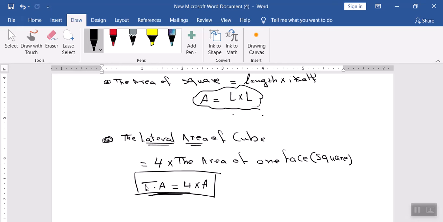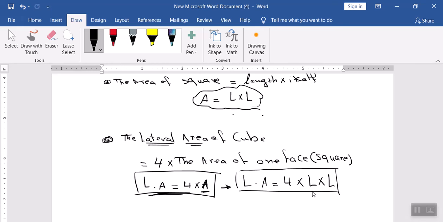This is the lateral area of the cube, L. Also, this rule in another form: lateral area equals 4 times the area of a square, which equals length times length. So we can use another rule to find it, knowing the side length of the square.